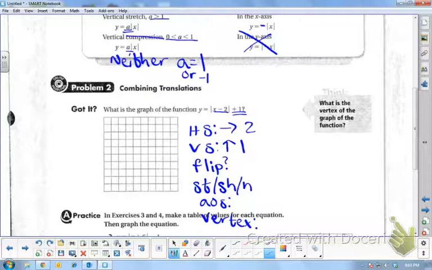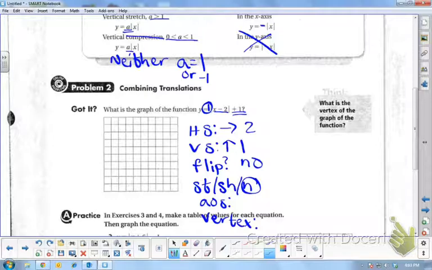Our graph does not flip because in front there is no negative sign. So no, it doesn't flip. And then stretch, shrink, or neither: if there's nothing written here, we know there's an invisible 1 in the front. So we know that it's neither.